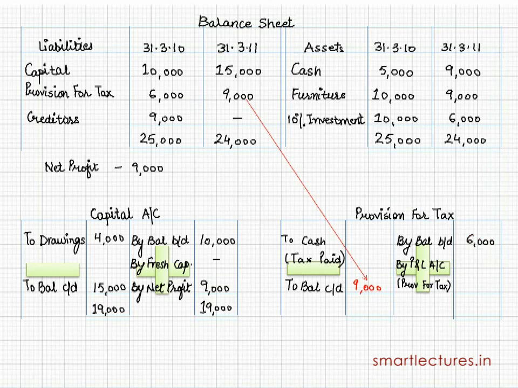Now, the question is silent about how much money was paid as tax to the income tax department during this year. So if the question is silent, we'll assume that the last year's figure, I mean to say this 6,000, is the amount that was paid by the firm to the income tax department, means tax paid is rupees 6,000. So on debit side, to cash, rupees 6,000. Now debit side total is 15,000 and the amount missing on credit side is rupees 9,000. So by profit and loss account, 9,000, provision for tax made. Total 15,000 on both sides.